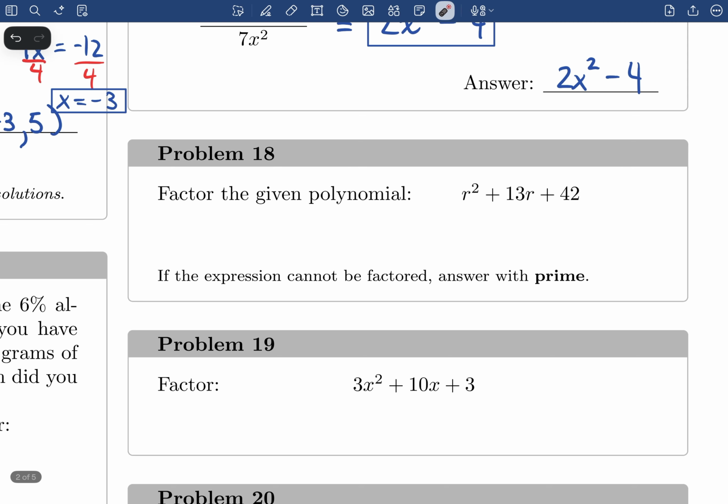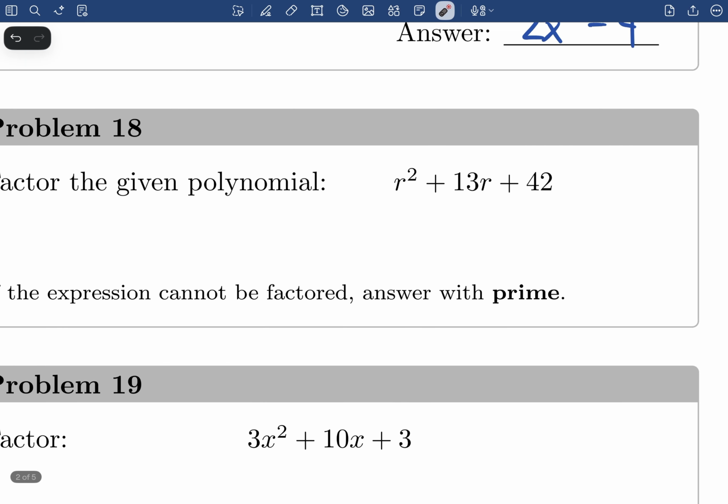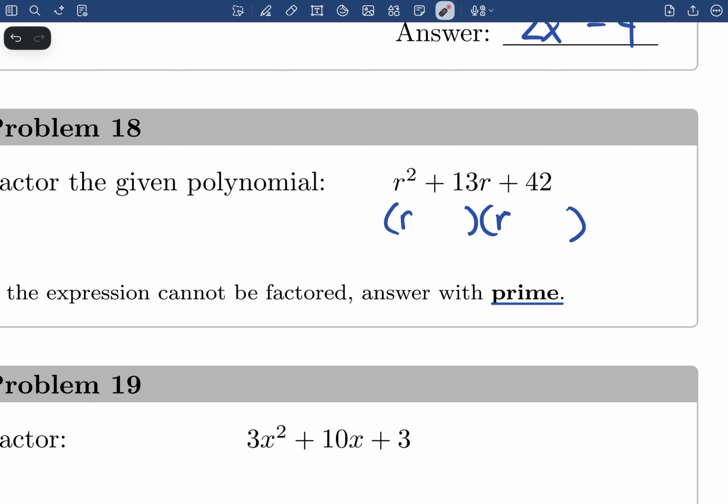Problem number 18, factor the given polynomial r squared plus 13r plus 42. Yeah, this is a trinomial, and I'm going to try to factor it into two binomials. By the way, if it doesn't factor, we would say that it's prime. Okay, if it's not factorable, we say that trinomial is prime. Okay, but in this case it is factorable. I'll show you why. So we create two binomials and we put r at the beginning of each one, right? Because r times r is r squared.